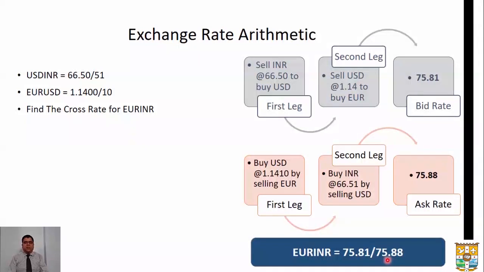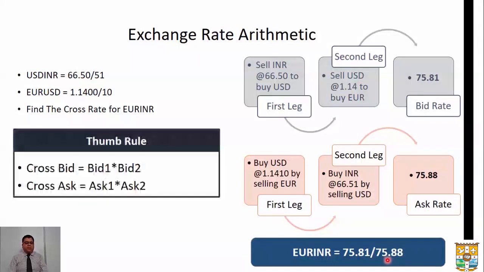Hope that is clear. To simplify the matters, we have a thumb rule. While we are finding out the cross bid, we just multiply bid 1 with bid 2. So the left sides we multiply and we come to the cross bid. When we try to find out the cross ask, we multiply the right hand sides, which is 66.51 and 1.1410. That is exactly what we did over here. So that is the thumb rule that you can follow.